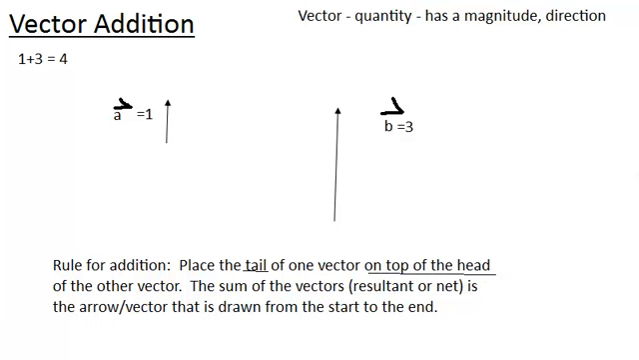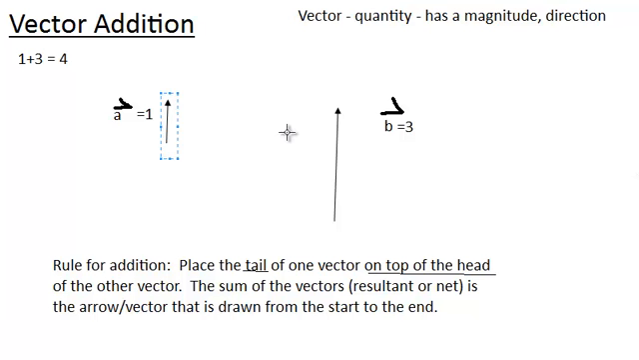So let's just choose one vector. It does not matter which vector you choose first, like which vector's tail to put to which vector's head. It doesn't matter, as I'll show in a moment. So let's say we choose vector A as the one to put on.